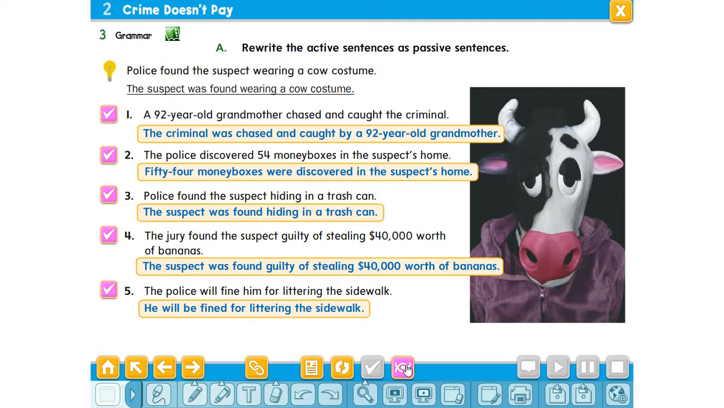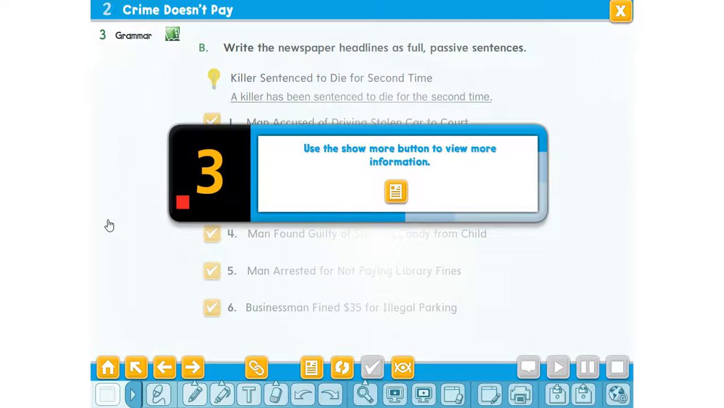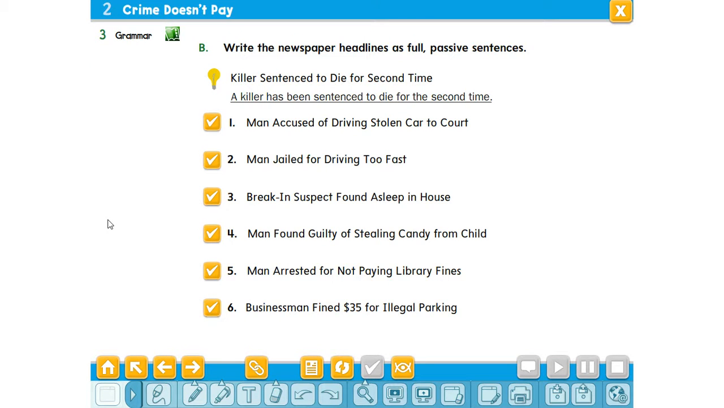Okay, next exercise, exercise B. Write the newspaper headlines as full passive sentences. That means we want to use passive sentences. Killer sentenced to die for second time. We say killer has been sentenced to die for the second time. Man accused of driving stolen car to court. Man has been accused of driving a stolen car to court.